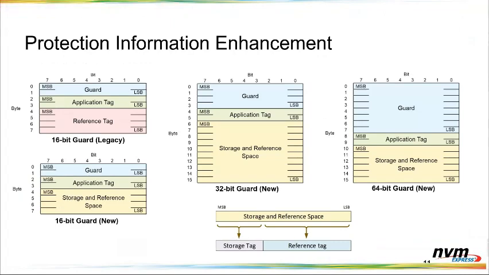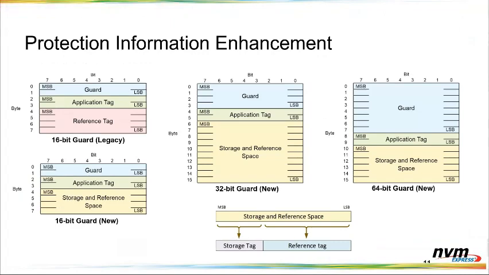You can see the format of the 32-bit guard protection information in the middle and the 64-bit guard on the right. The second change we made was to add support for a storage tag in addition to a reference tag. The storage tag is an opaque data field not interpreted by the controller. During protection information checking, the value of the storage tag is compared to a value provided in the command.